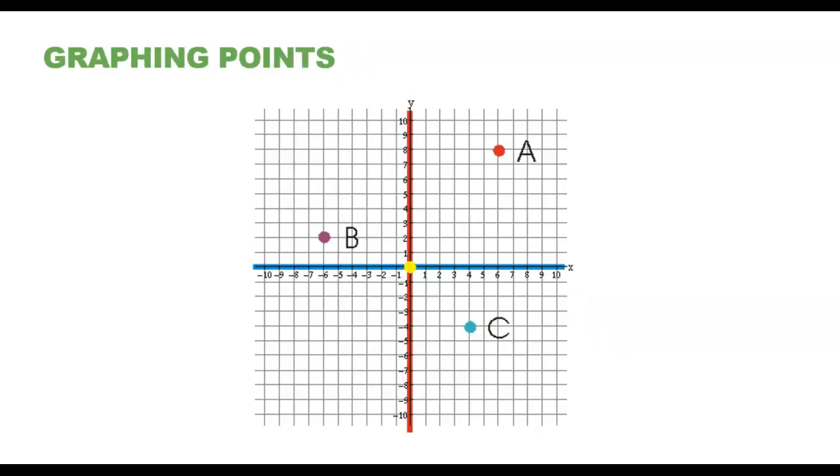Consider the following points. To identify the location of, say, point B, start at the origin and move to the left along the x-axis until you're under the point. Look at the label on the x-axis. It's -6. This is the x-coordinate of the point. Then move up 1, 2, and look at the label on the y-axis. This is the y-coordinate of the point. The point B has coordinates (-6, 2).